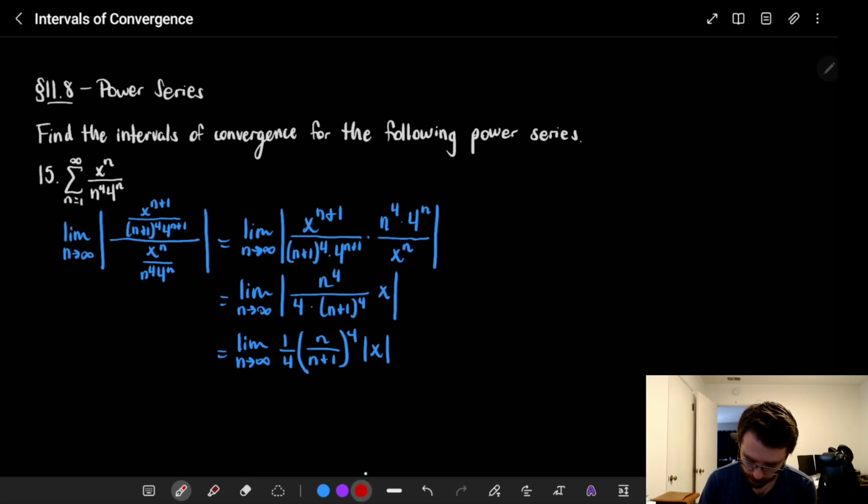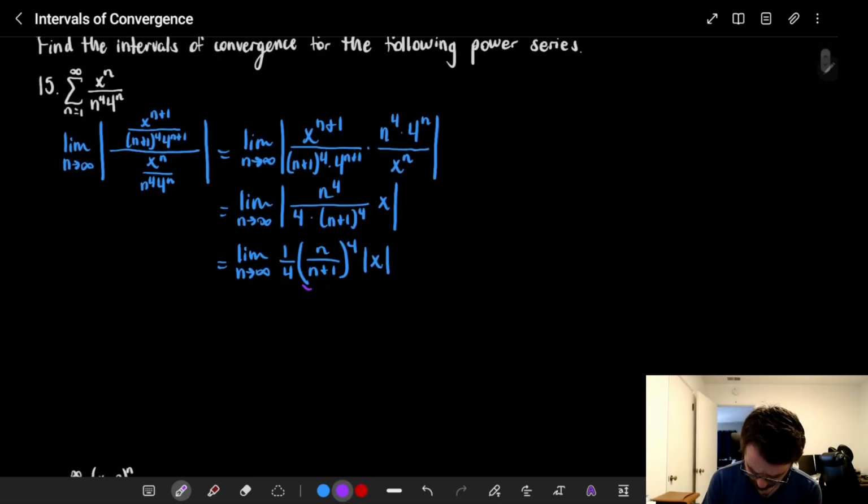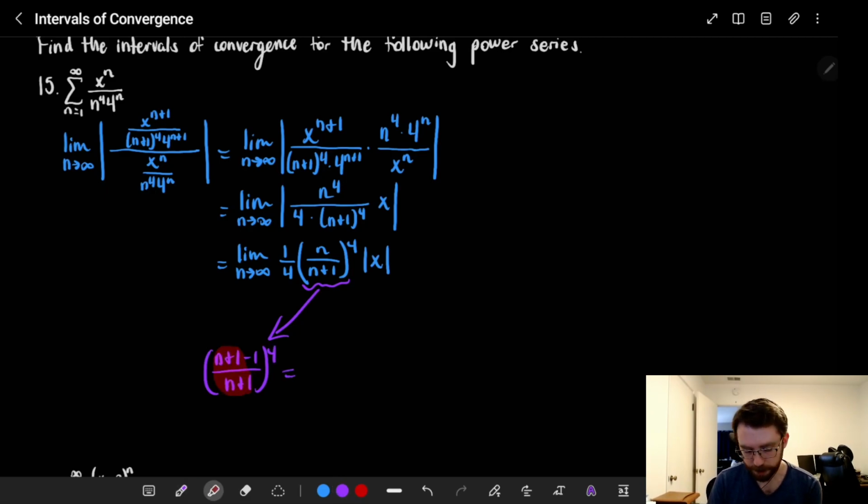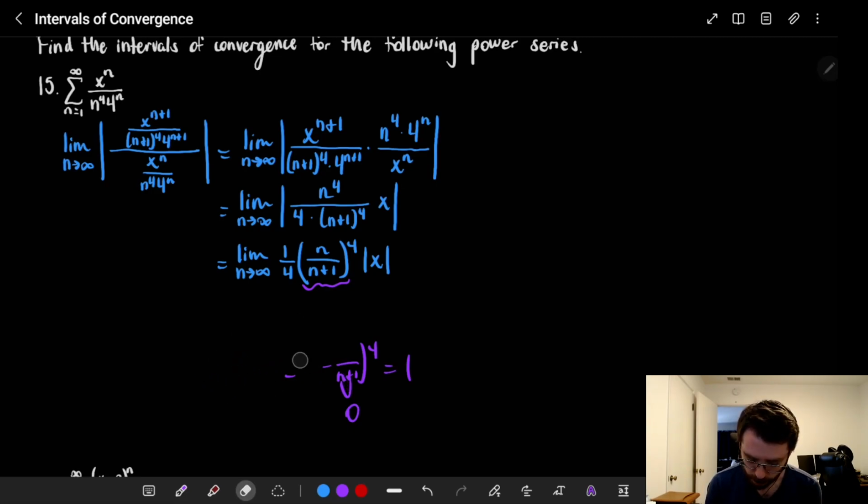I'll write some options in purple. Let's just focus on this fraction to the 4th power here. If you wanted to, you could do something kind of magical like this, and then split it up into that fraction minus that fraction. So the n plus 1 over n plus 1 is just 1, minus 1 over n plus 1 to the 4th. And then you can basically hand wave and say that goes to 0, so this goes to 1. That's sort of a funny way of doing it.